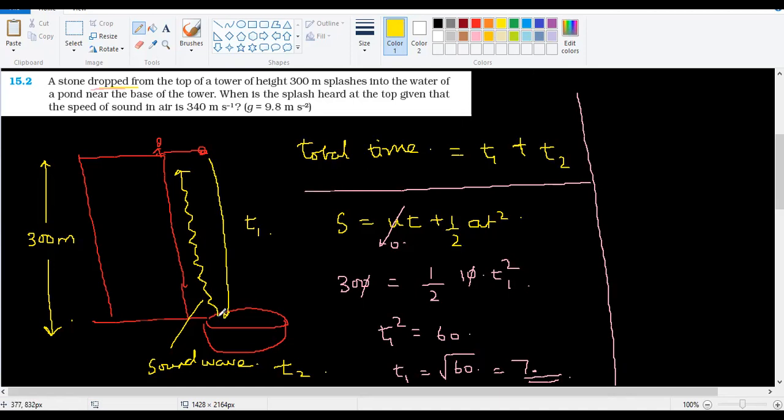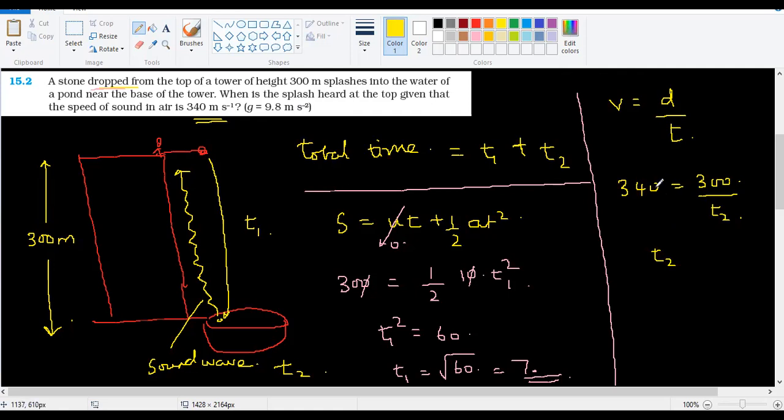Now I'm going to calculate the time taken for the sound wave to reach from here to here, right? So the sound is traveling to here. Speed of sound is given as 340 meters per second. So velocity is equal to distance by time. So velocity is 340. Distance is 300 meters. Time taken is t2.